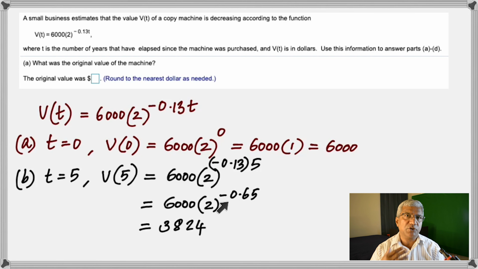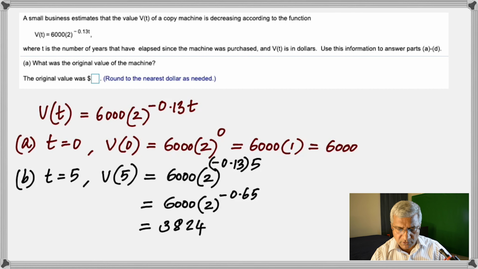And then you have to find 2 to the power negative 0.65, multiply that with 6,000, and you get 3,824. Wow, it lost a lot of value. Remember, it began at 6,000, and after 5 years, it's only worth $3,824. So that's how we do these problems.